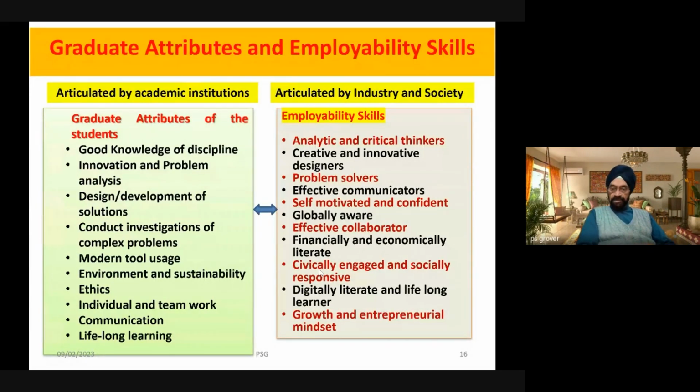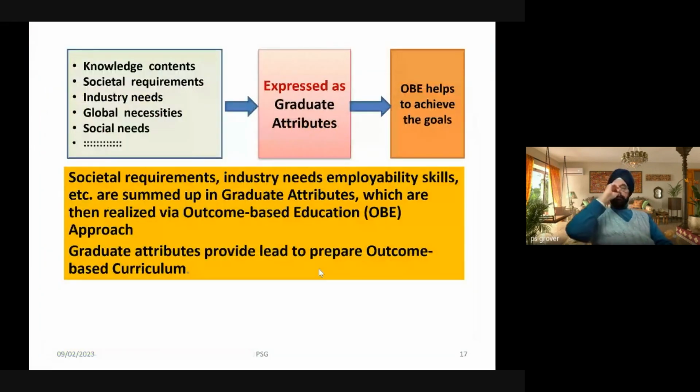This slide gives you a very clear idea as to the graduate attributes. They encapsulate the requirements of the industry and the society. Now, I want to use these graduate attributes to design my curriculum. So, knowledge contents, societal requirements, industry needs, global necessities, social needs, they are expressed as graduate attributes. Please appreciate these things. Qualities are also expressed as graduate attributes. So OBE helps to achieve the goals, the graduate attributes.